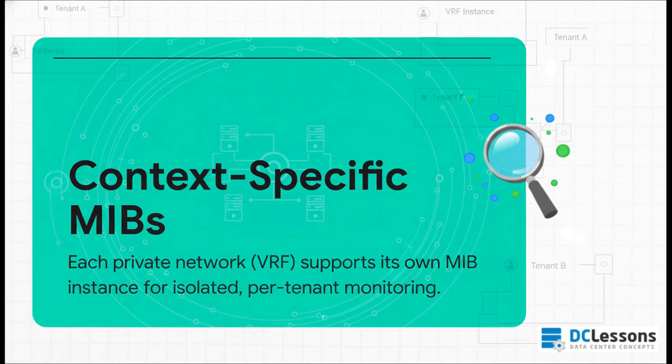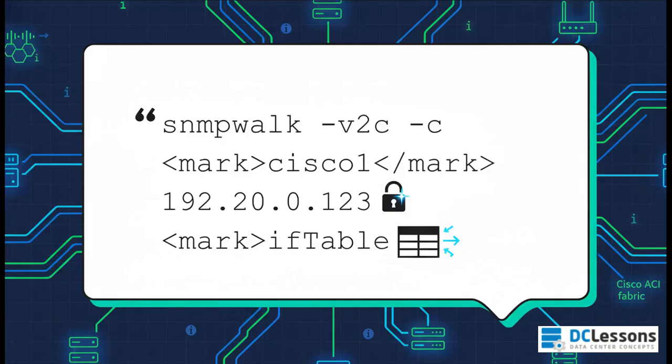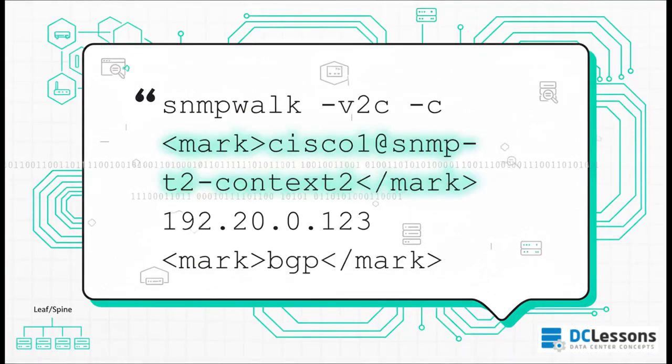It's true multi-tenant monitoring. So let's look at a real-world example. Here's a pretty standard SNMP walk command you might run. We're using the community string Cisco1 to walk the interface table. This gives you a global, fabric-wide view of all the interfaces. But now, check this out. Look at the difference in this command. To get inside a specific tenant's VRF, all we do is append the context name to the community string using that little @ symbol. Here, we're targeting a context named SNMP T2 context2 to get BGP info for that tenant and that tenant alone.